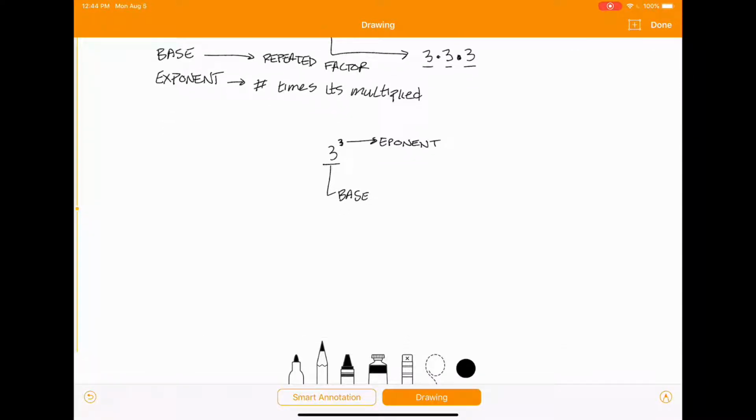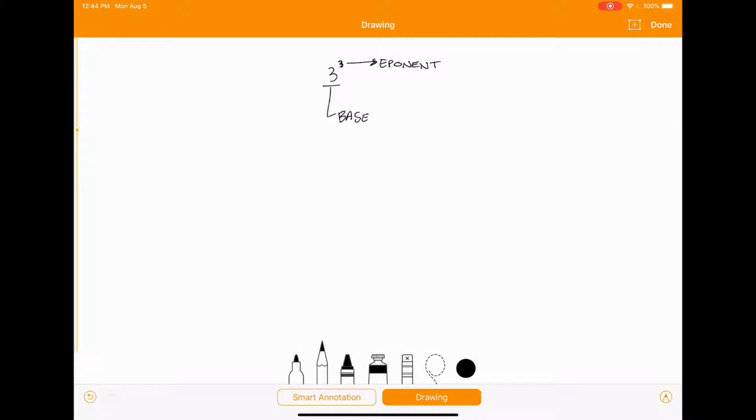So just another example of that. Let's say we've got 2.4 times 2.4. To write an expression for this in exponent form, we're going to have our base, which is the repeated factor, so 2.4, and the number of them, 1, 2. So that's going to be your expression there.